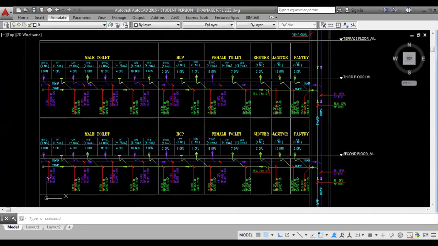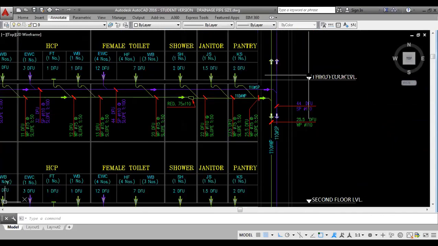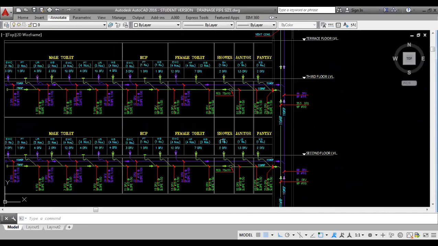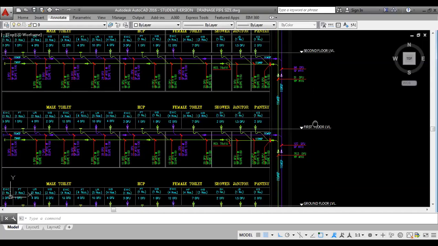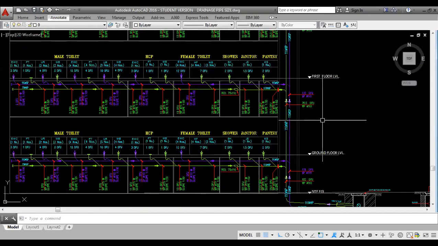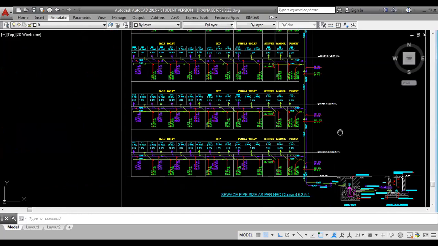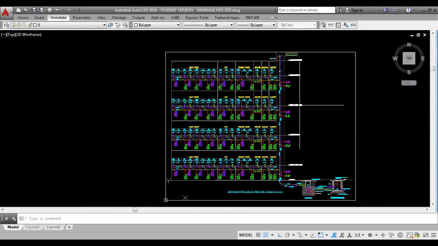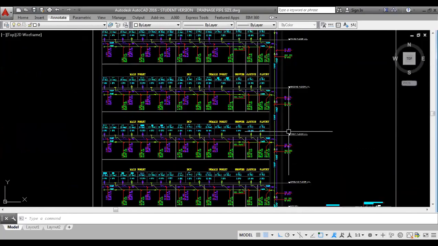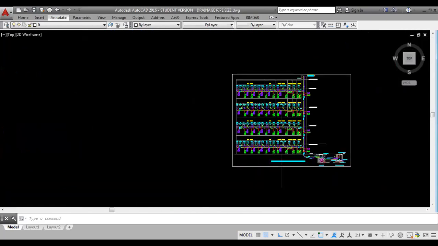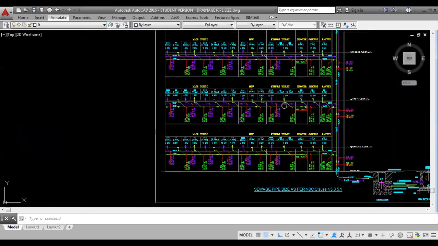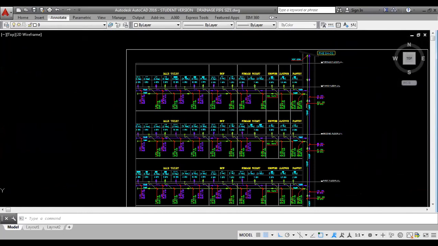So same thing only. This is the third floor. From the third floor we are connecting. After that it is going to the second floor. After that it is going to the first floor. So after the first floor it is going to the ground floor. So total number of floors, how many, sir? 1, 2, 3, 4. 4 floors including the ground floor. So same typical toilet only. From the ground floor to the third floor, the same typical layout we considered for the combination purpose.